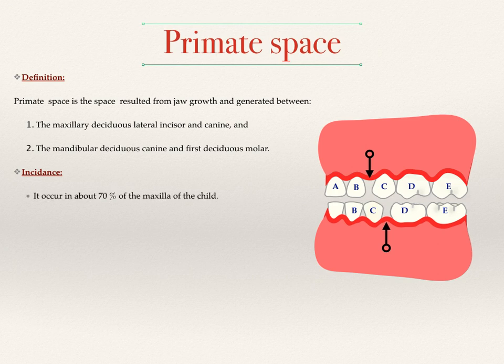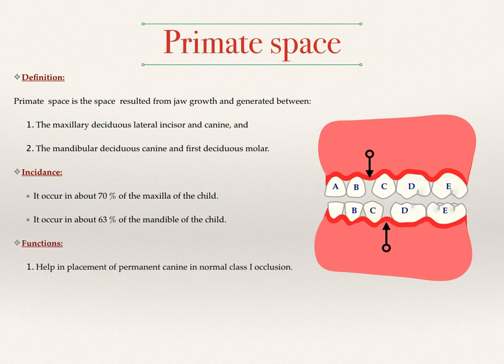Incidence: it occurs in about 70% of the maxilla of children, and in about 63% of the mandible of children. Functions: this space helps in the placement of the permanent canine in normal class 1 occlusion, and it is needed for the development of the offset relation between opposing teeth.